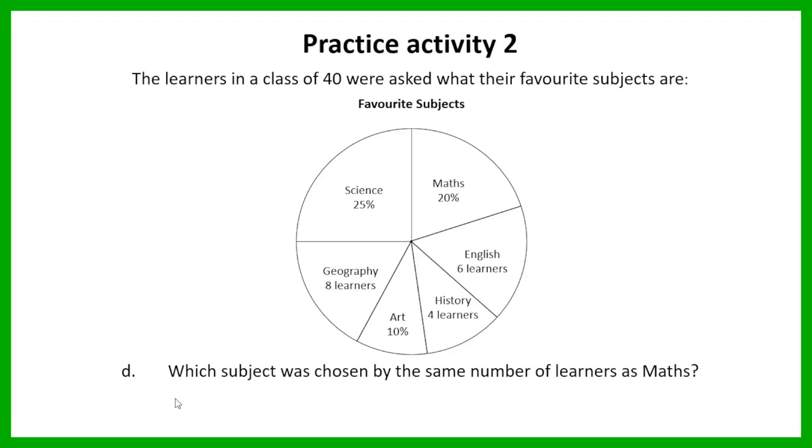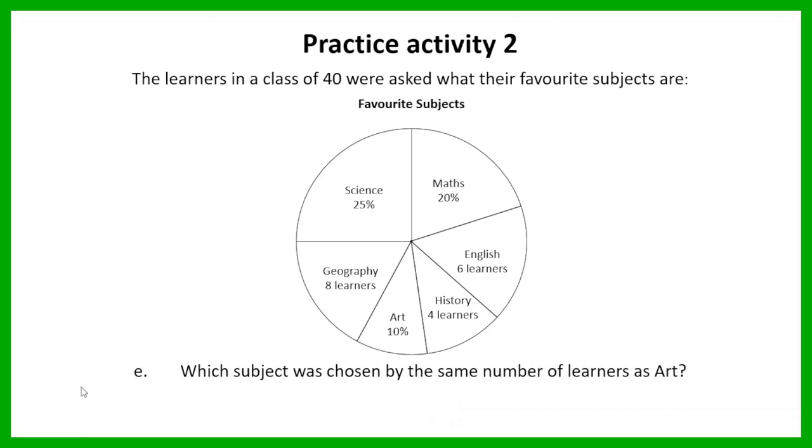Question D, which subject was chosen by the same number of learners as maths? In question A, we worked out that the number of learners that chose maths was 8. If we look at the pie chart, we can see that geography also has 8 learners. That means that geography and maths were chosen by the same number of learners. So geography is the other subject that was chosen by the same number of learners as maths.